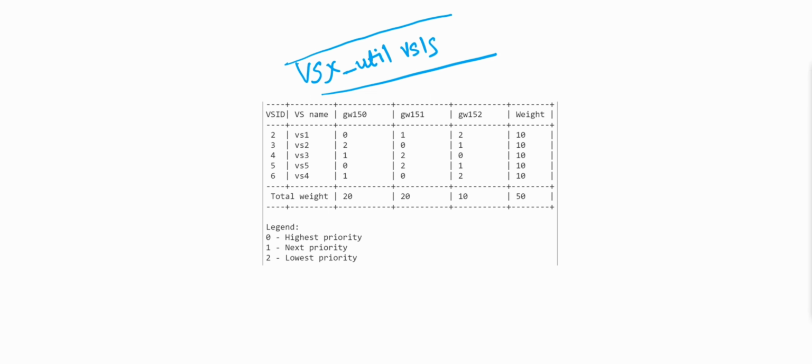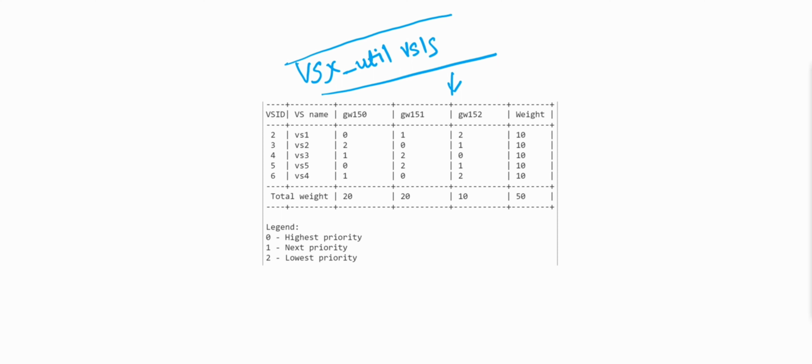And you can use the vsx_util vsls command to see all of this from the command line, what we have just discussed about the priority. This is a very crucial and important command. In the lab, I am going to show you this command, but for understanding, vsx_util vsls is the command we need to run to see all these things.